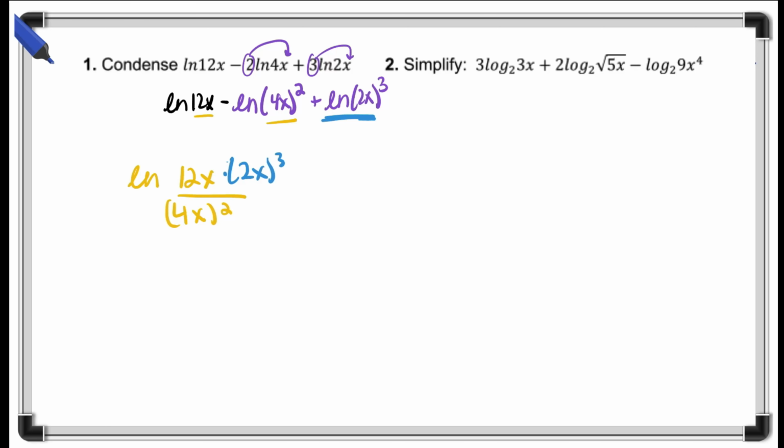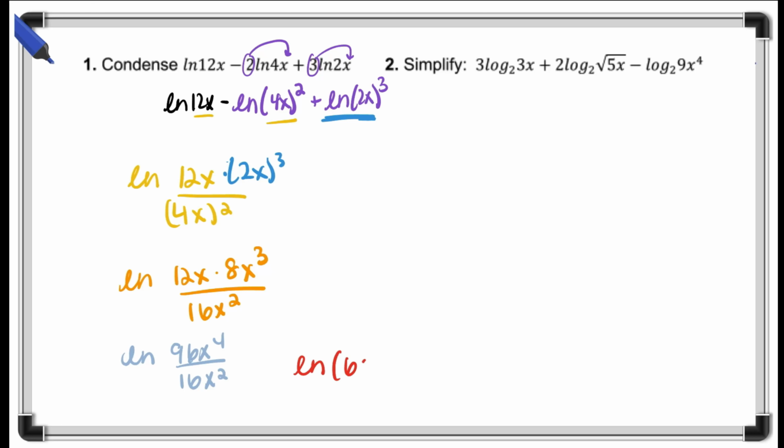So as we simplify this, you're going to have ln of 12x times 8x to the third over 16x squared. And as you simplify some more, you're going to get 96x to the fourth over 16x squared. And finally, you're going to have the ln of, let's see, you got 6x squared.